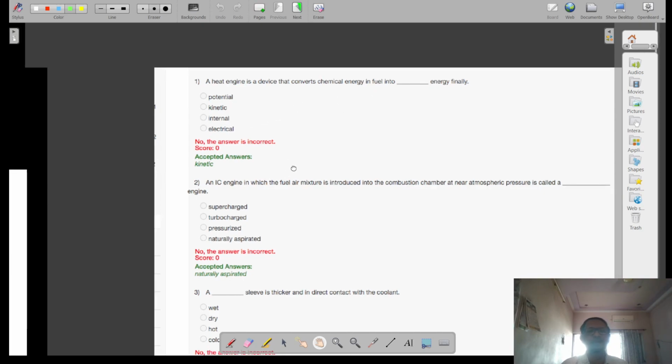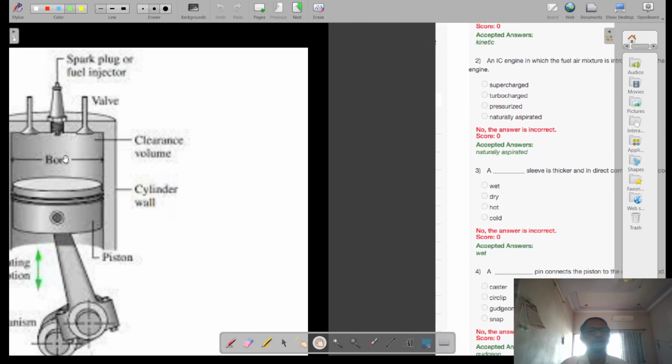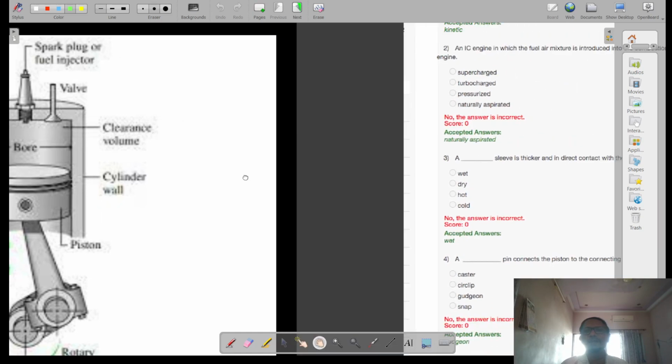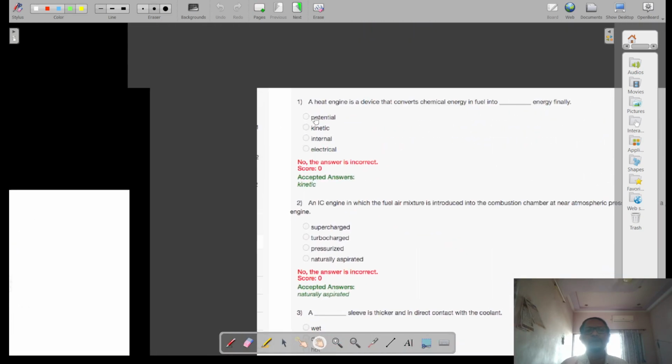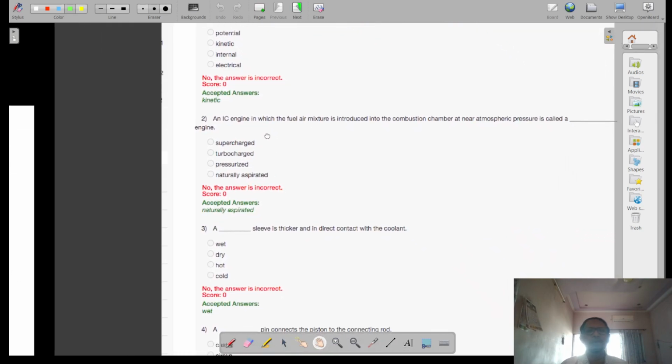I have already told you that we have got a piston. Whenever there is combustion inside the cylinder, there is a pressure force acting on the piston, and you get a rotation of the crankshaft. That means your answer should be kinetic energy. We get the kinetic energy of the crankshaft. Okay.